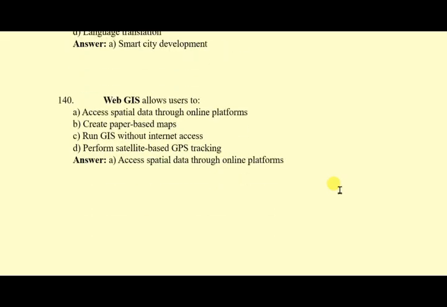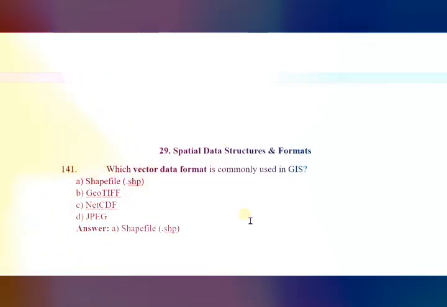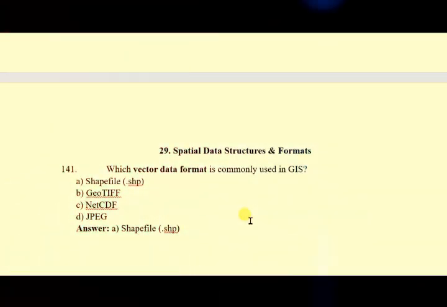WebGIS allows users to access spatial data through online platforms, create paper-based maps, run GIS without internet access, perform satellite-based GPS tracking. Here the right answer is access spatial data through online platforms. Let's go to the first question of the category Spatial Data Structure and Formats.